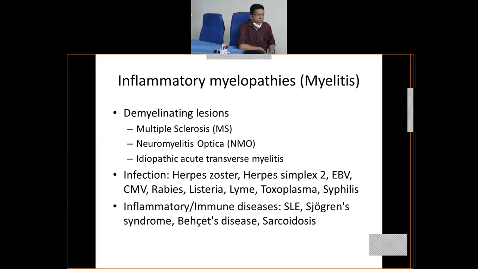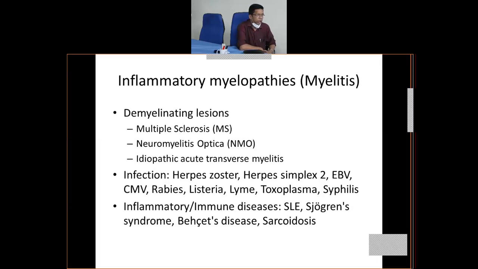And sometimes it may be due to some infection per se. Mostly herpes zoster, herpes simplex type 2, Epstein-Barr virus, cytomegalovirus, rabies, and some bacteria like Listeria, Borrelia, Toxoplasma, Syphilis, they all can cause inflammatory myelopathies. And it may sometimes be immune-mediated, like in patients with systemic lupus erythematosus, Sjogren's syndrome, Behçet disease, and sarcoidosis.